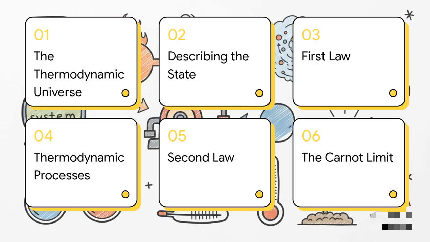So here's our game plan. We're going to build this up step by step, kind of like a pyramid. We'll start with the basics, the thermodynamic universe, and then figure out how to describe a system's state. After that, we'll hit the first law, which is all about energy accounting. Then we'll explore different thermodynamic processes, move on to the big one, the second law, and wrap it all up with the Carnot Engine, the ultimate theoretical limit.